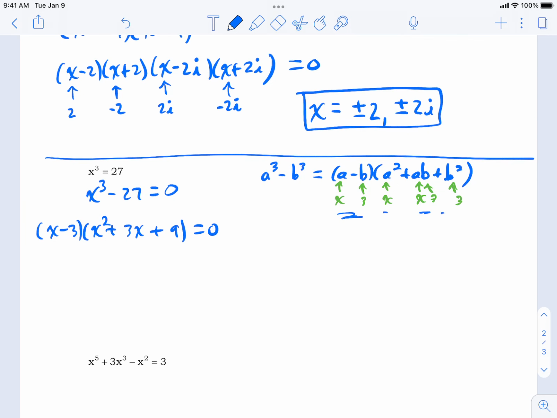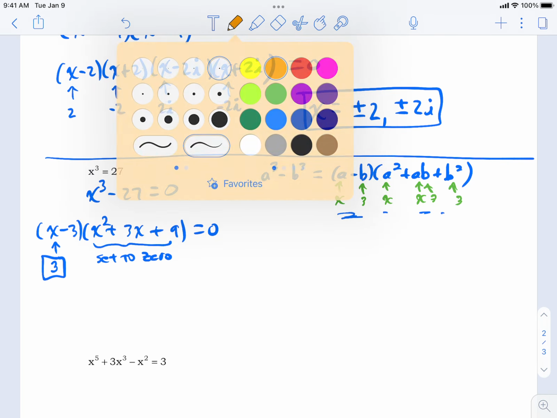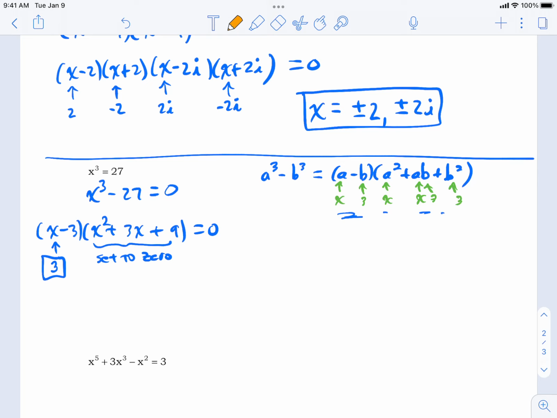Okay, time to try to read off solutions. Well, x equals 3. That's one of our solutions, because if I put a 3 there, it'll make that parentheses 0. Okay, now is the part where it gets a little bit more hairy. We need to set this to 0, right? Because if that parentheses equals 0, we get solutions too. Now, the problem is that part doesn't factor. x squared plus 3x plus 9, it doesn't factor. If it did, we'd have a different factoring formula, right? But we don't. We want to take this x squared plus this 3x plus this 9 and set it equal to 0. But we can't factor it. What are you going to do?